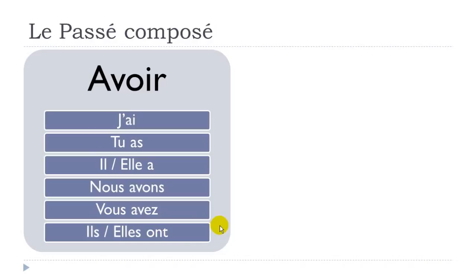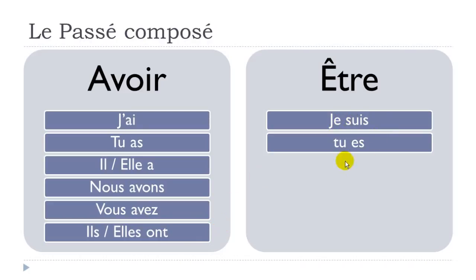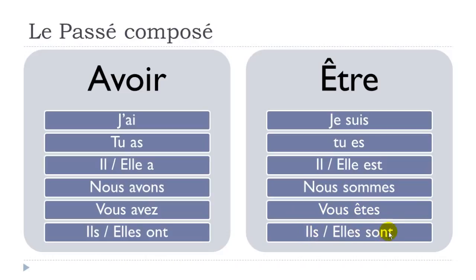So the form you will have to use for the first part of the passé composé, and then être: je suis, tu es, il est, elle est, nous sommes, vous êtes, okay, little liaison here, little link, vous êtes, ils sont, elles sont. Okay, so one more time, je suis, tu es, il est, elle est, nous sommes, vous êtes, ils sont, elles sont.